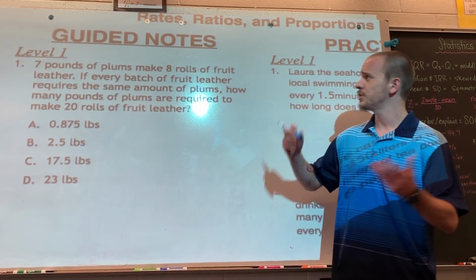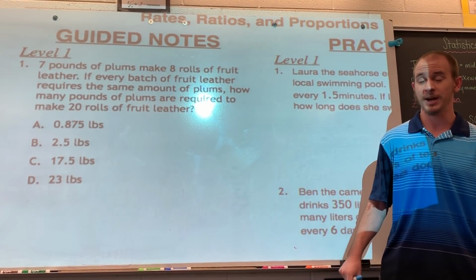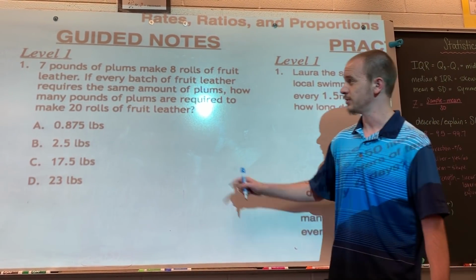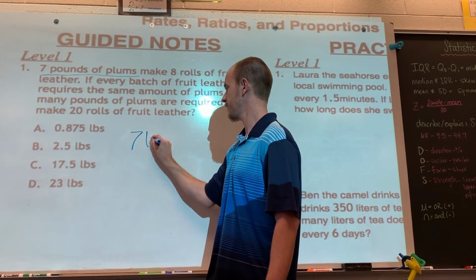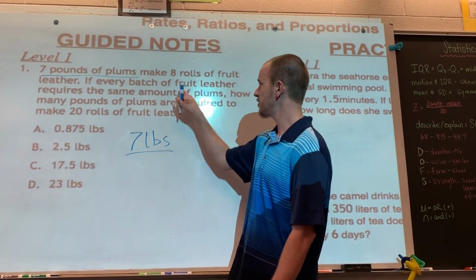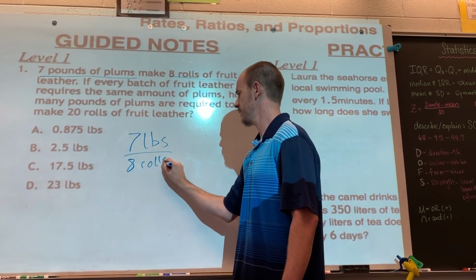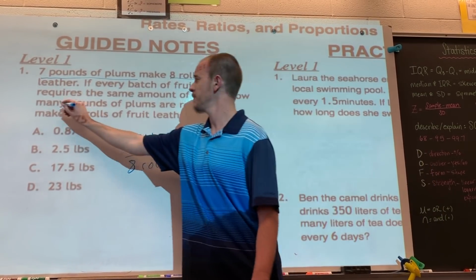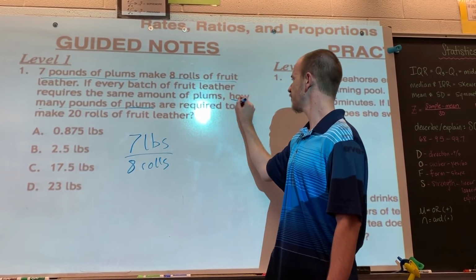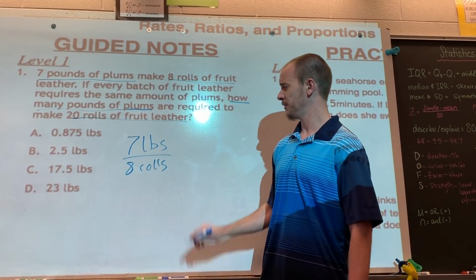Okay, all this today is about rates and proportions. Proportions means fractions, so we're going to just set up our fractions. So they tell us 7 pounds of plums makes 8 rolls of fruit leather. And they want us to find out how many pounds of plums is required to make 20 rolls of fruit leather.